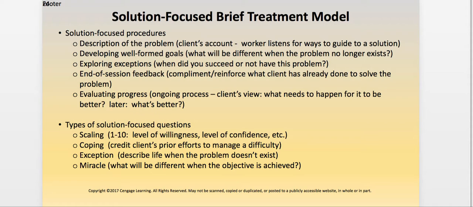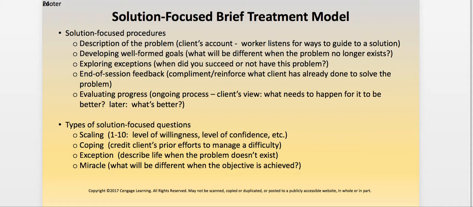Where do we want to go? What exceptions have occurred in the past to this problem? When did you succeed? When did this problem not exist, and what were you doing then? How did you handle things in those days? Can you do that now? What is it that we can do so that you can do that again?